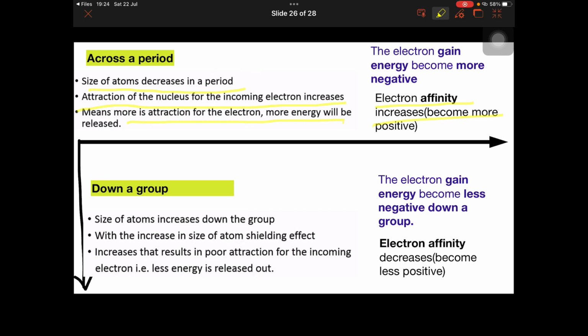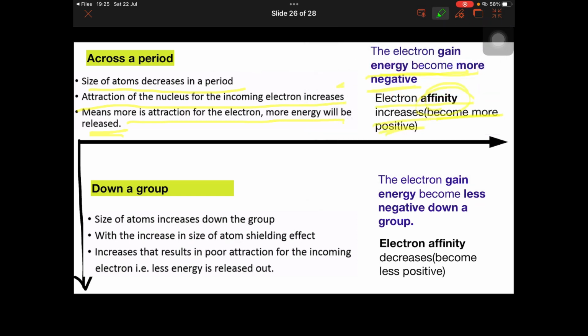So that value becomes more positive because it increased. But the energy released is high, more energy is released. So electron gain energy becomes more negative, or a higher negative value, meaning more energy released. I hope you understand that.